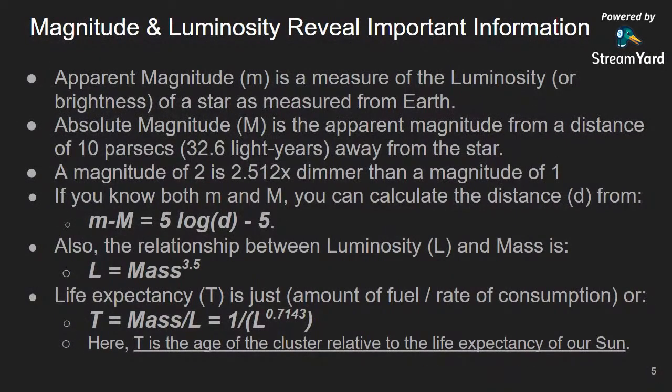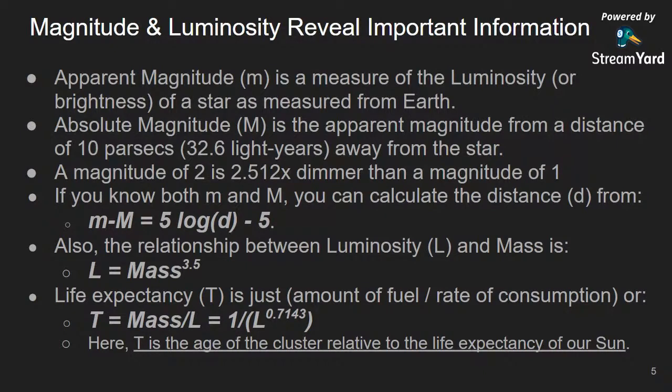And so what do you actually get from magnitude and luminosity? Well, first of all, there are two types of magnitude. There's the little m, which we call apparent magnitude. That's basically a measure of the luminosity, or you can think of it as the brightness of the star as measured from Earth, from here. Whereas the absolute magnitude, capital M, is the apparent magnitude that you would see from the star if you were 10 parsecs away from it. A parsec is a measure of distance. It's basically 32.6 light years. So it's more of a reference distance from a star.